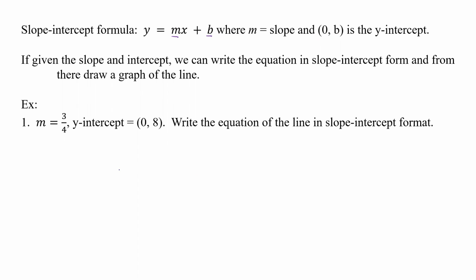So first off, here we have an example. It says, if our slope is 3/4 and our y-intercept is (0, 8), write the equation of the line in slope-intercept form. Okay, well, we're just going to say y equals our slope, which is 3/4, times x, and then plus 8. And that is all we need to do, okay? Now, if we wanted to graph it or something else, we're going to look at that in a little bit, but that's all that this one is asking for.